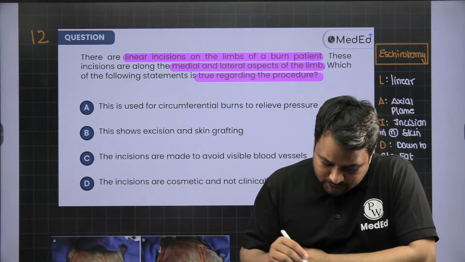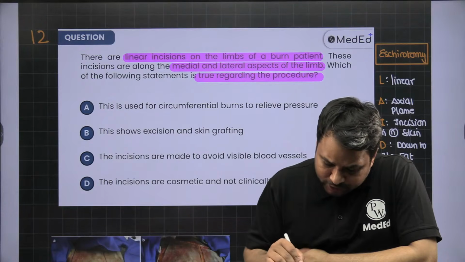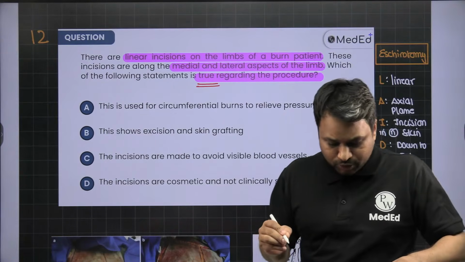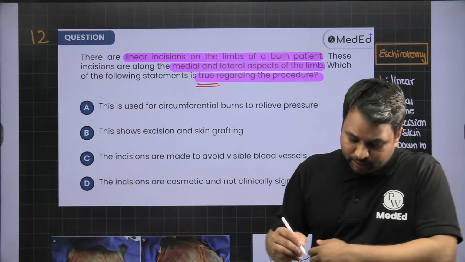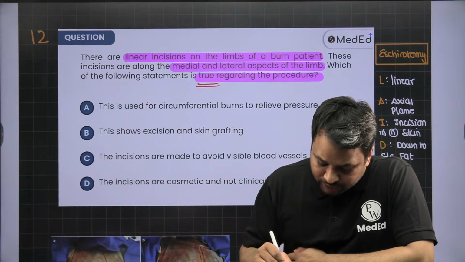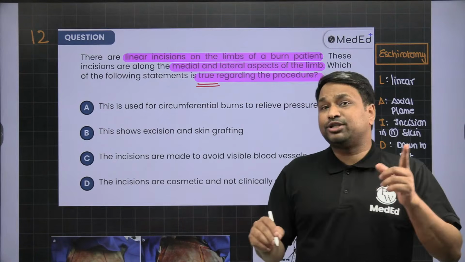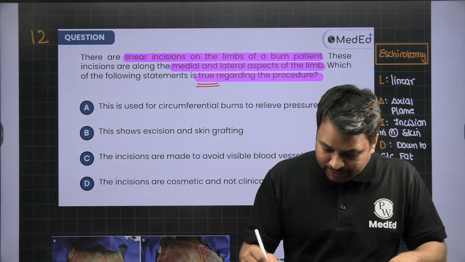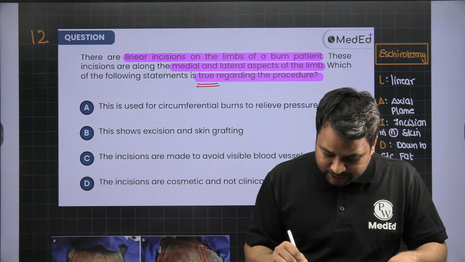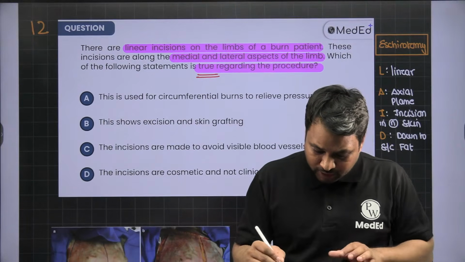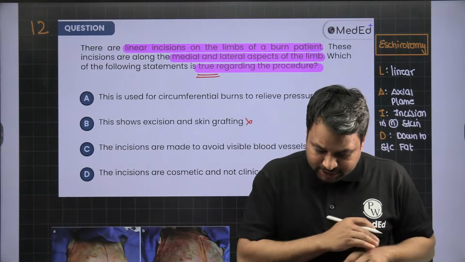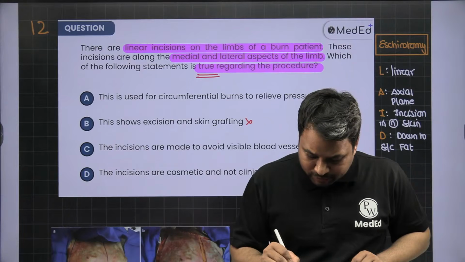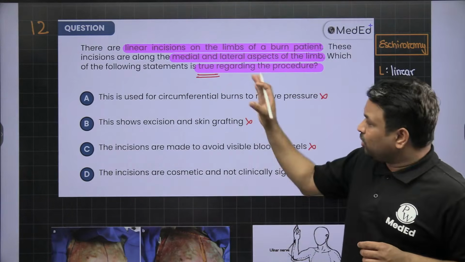Now the question is, which of the following statements is true? You are looking for a true statement. The first option says this is used for circumferential burns to relieve pressure. It is not to relieve pressure, it is to prevent compartment syndrome, so I would not agree with the first one. This shows excision and skin grafting. It is also wrong. Escharotomy is not excision and skin grafting. The incisions are made to avoid visible blood vessels. No. The incisions are cosmetic and not clinically significant. No. So if you look at all four, they are relatively wrong.